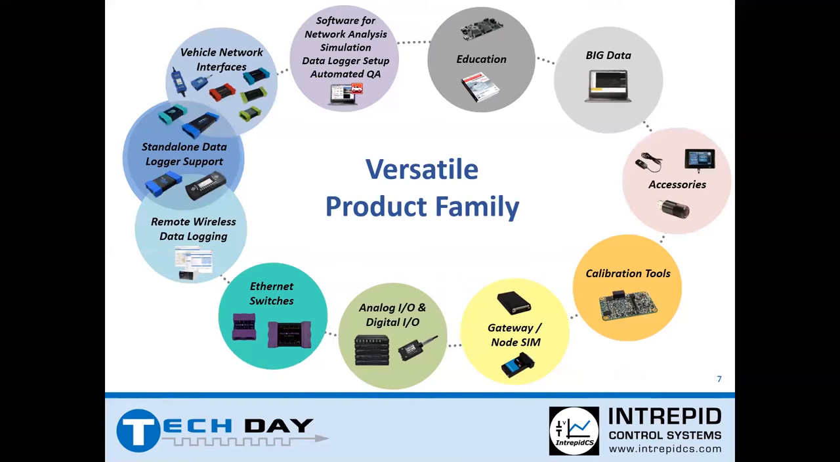Then we jump over to the gateway and node simulator. So we have neoECU 10 and 12 and DASH 20. So these are low-cost ECU nodes that you can program with CAN messages or LIN messages to simulate a node that maybe you're missing on the bench and you need to complete the network. We have calibration tools that can access memory directly.